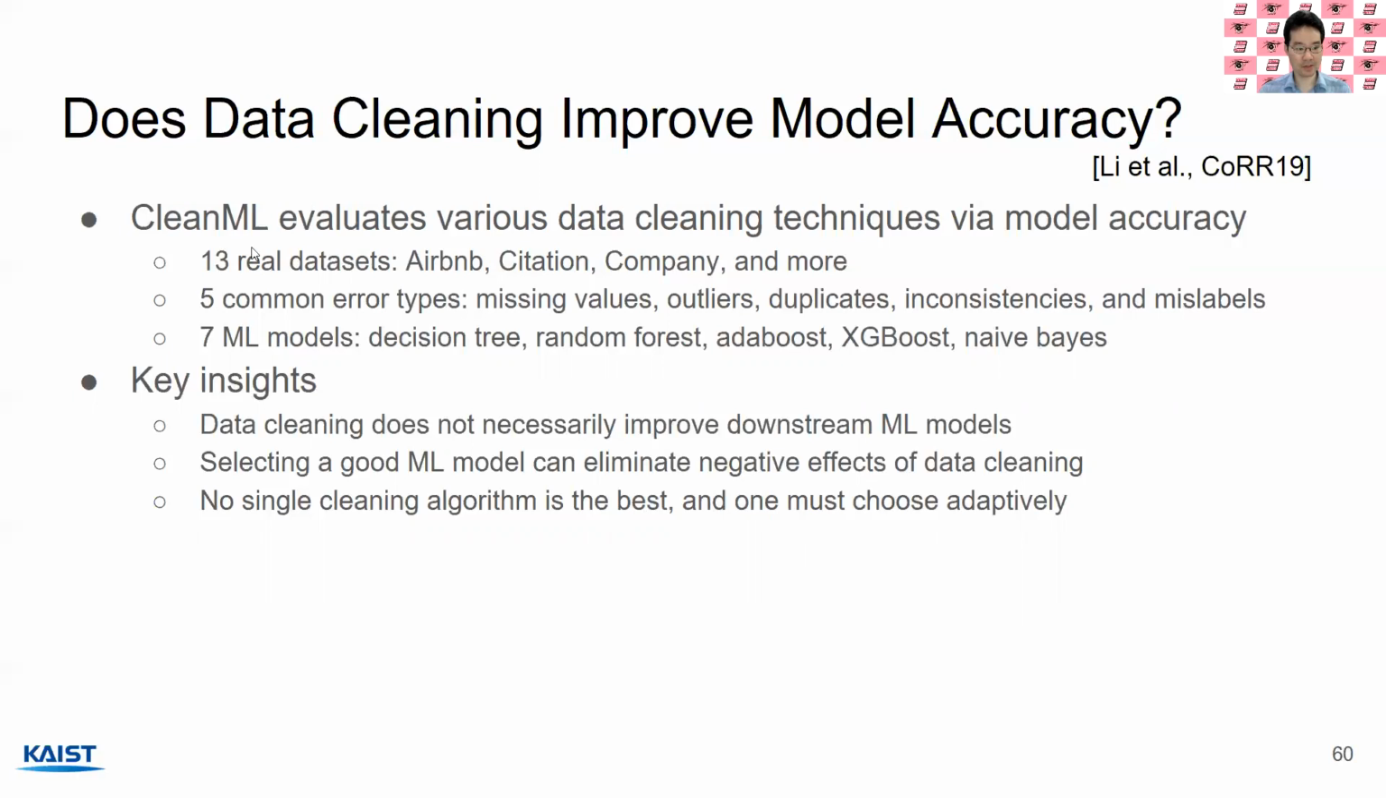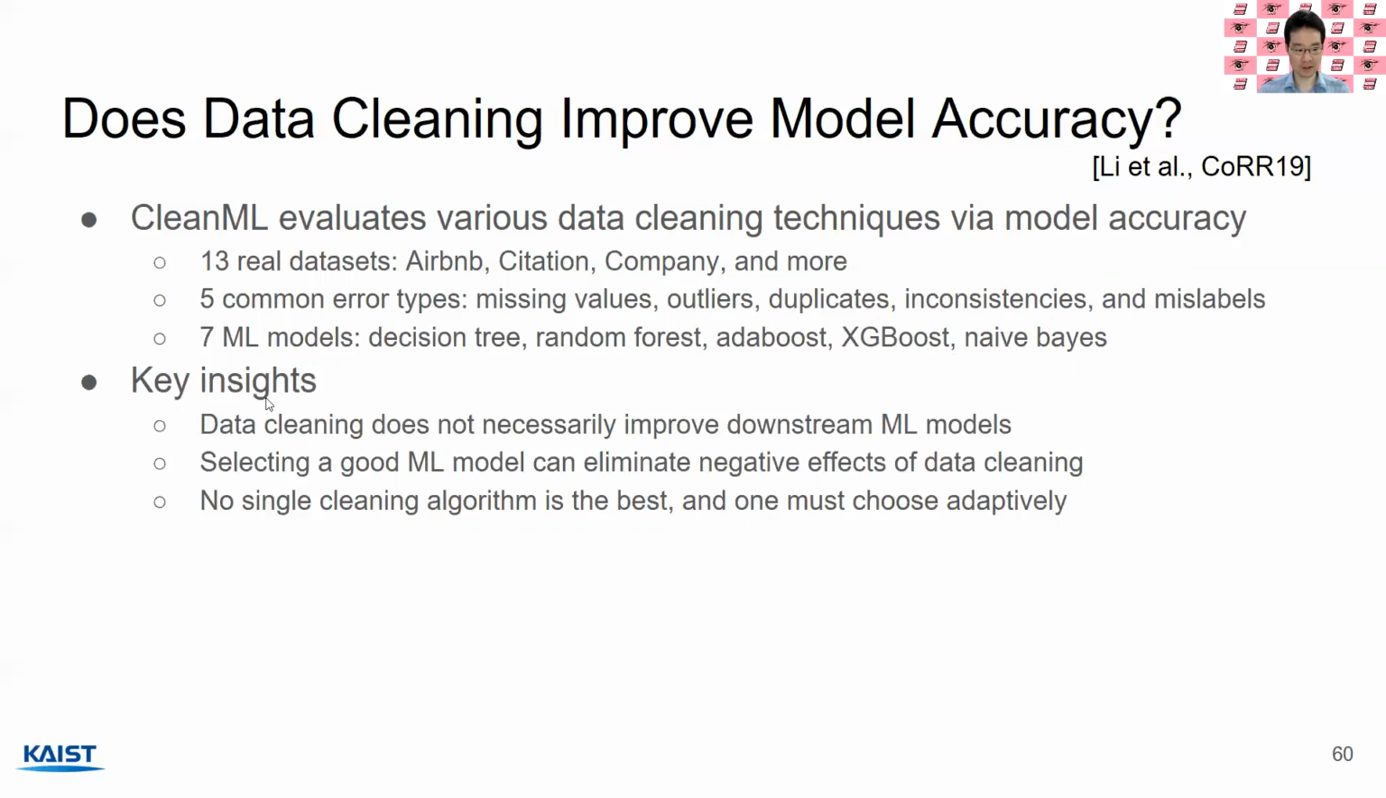So CleanML is a framework where the authors decided to evaluate various data cleaning techniques and see if they really help model accuracy. And so they used 13 real data sets, Airbnb, Citation, and so on. And they considered 5 common error types: missing values, outliers, duplicates, inconsistencies, and mislabels. And 7 machine learning models: a decision tree, a random forest, AdaBoost, XGBoost, and naive Bayes.